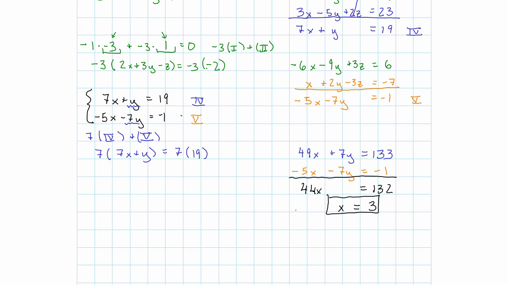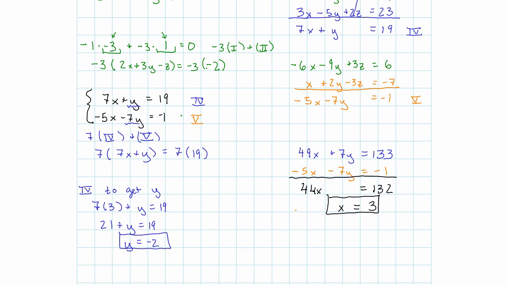So let's see. I can choose either equation 4 or equation 5 to get y. I'm going to choose equation 4 because that's going to make the math easier. So I'm going to write down that I'm going to use 4 to get y. Let's see. 7 times 3 plus y is 19. 21 plus y is 19. Y is negative 2. We now have 2 of the variables.